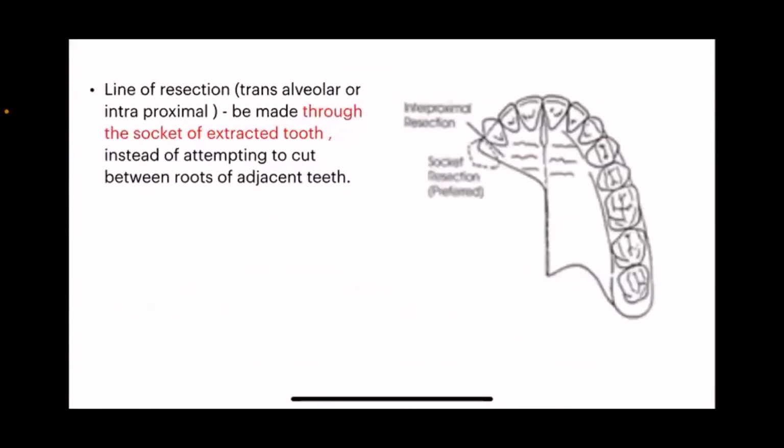Another important point to mark here is from where the line of resection should be made. It should be made through the socket of an extracted tooth, not between the roots of adjacent teeth, because if the line of resection is made very near to the root of adjacent teeth, then it is going to compromise the health of the tooth, which is going to be the abutment for the retention of the prosthesis in future.